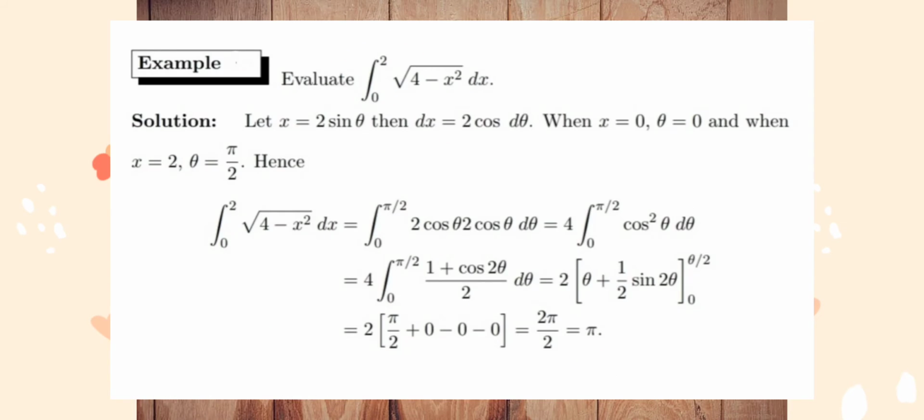Square root 4 minus x squared dx, the limit is respect to the x, equal 2 cos theta d theta. As we can see, the limit is changed from the limit with respect to the x into the limit with respect to the theta. The lower limit is 0 and the upper limit is pi over 2.